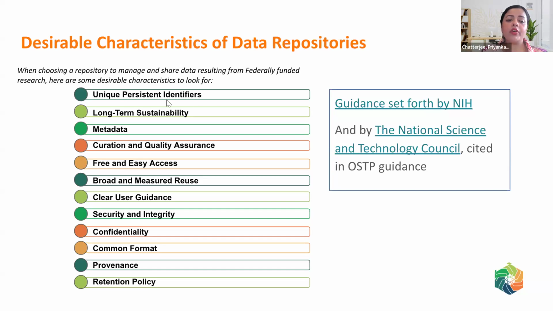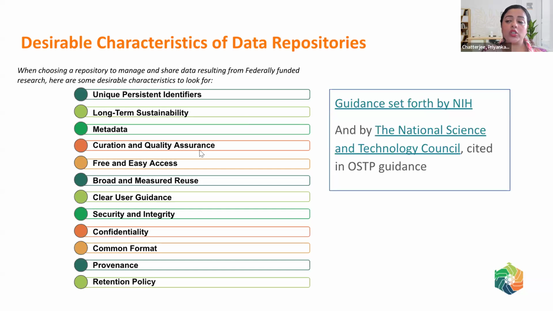Typically it should have a unique persistent identifier, so that when you deposit your data, it has a DOI. It should be long-term sustainable. You should be able to connect your data with different metadata. That means you should be able to add contributors, your funder information, the Creative Commons license, and any other metrics or metadata that you want along with your data.